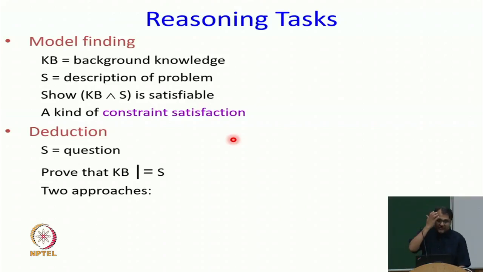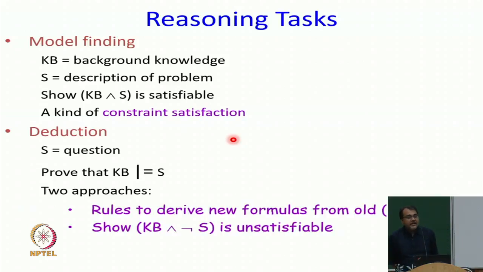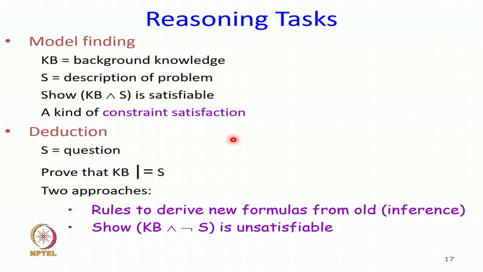Whereas deduction says, I have given you a knowledge base, I have given you a new question S, can you prove S from knowledge base KB? Is it true? And of course, if I want to prove S from KB, then either I can use some rules to derive new formulas and finally get to S, or I can show that KB and not S is unsatisfiable.